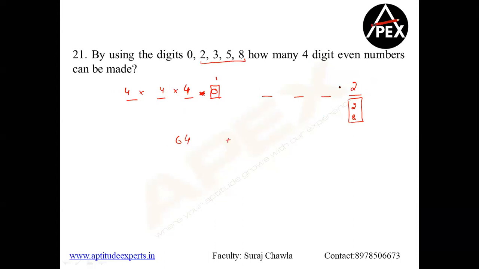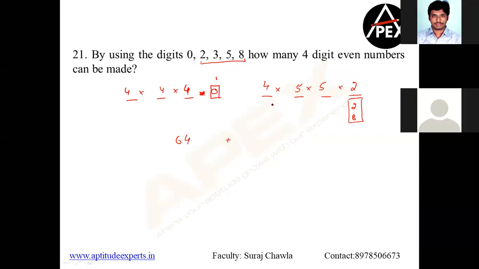You can have 2 digits here. Now 0 cannot come. Since repetition is allowed, 4 can come here. Now 5 can come here and here also 5 can come. Clear? So 0 can repeat here, no? But 0 cannot come in the first place. Clear? So this place can be filled with 2, 3, 5 and 8.